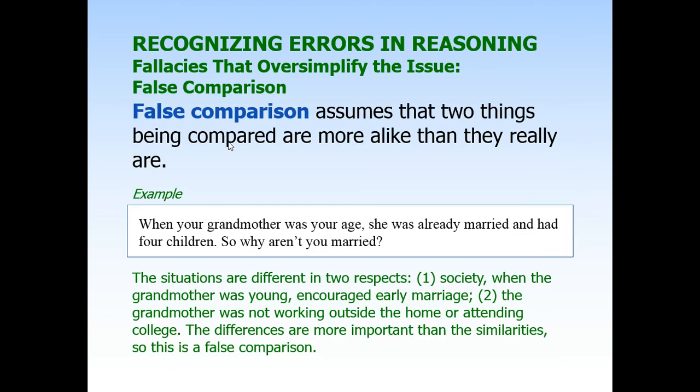So false comparison now. So it's drawing an assumption that two things are alike when they really aren't, or they may not be as much as they assume. So example here, when your grandmother was your age, she was already married and had 4 children. So why aren't you married? So this is a false comparison, comparing the grandmother to, again, maybe her granddaughter or someone, and saying that at the same age, hey, she was already married and had 4 children. How come you're not?